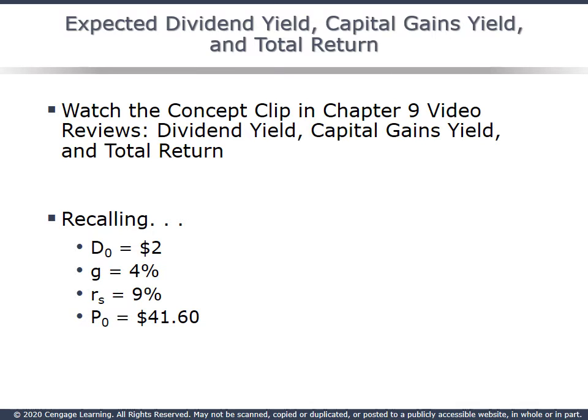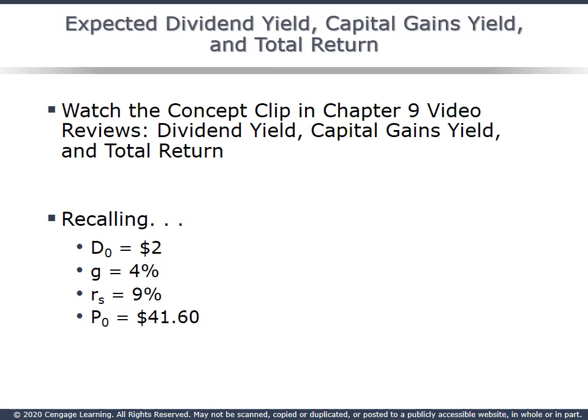After you've done that, I'd like you to recall the variables from our last mini lecture where we applied the constant growth model. For that problem, the last dividend was $2. G, that constant growth rate in dividends, earnings, and price, was 4%. R sub S, the total required return on that stock, in other words, that's the rate of return demanded by that stock's investors based upon the burden of risk that they have to bear.